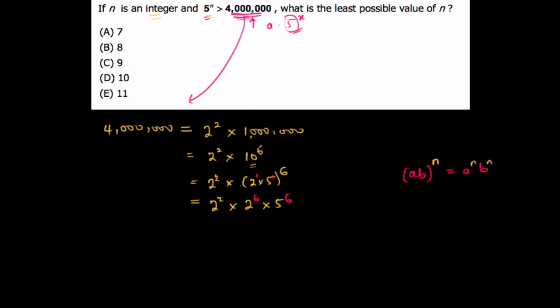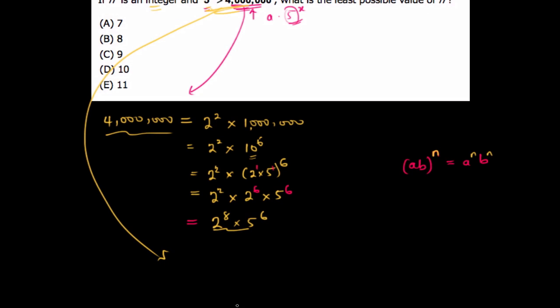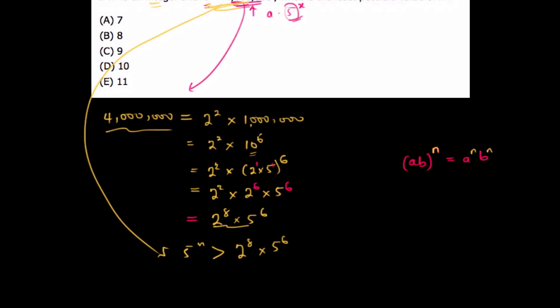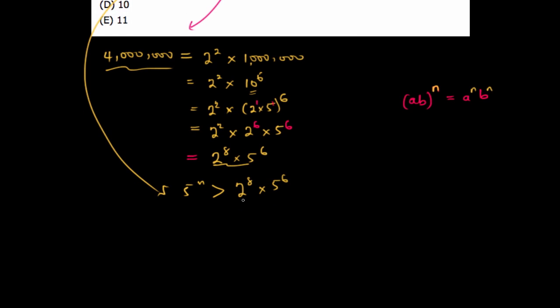So you observe that I've been able to obtain a 5 from here, which is very good, and you're going to see how useful it is in finding the solution to this problem. Let me break this down. 2 to the power 2 times 2 to the power 6, using the laws of indices, is 2 plus 6, which is 8, times 5 to the power 6. So my 4 million has been broken down to this. Let me now write the question: 5 to the power n is greater than 2 to the power 8 times 5 to the power 6. This is what I want to solve, the least possible value of n.